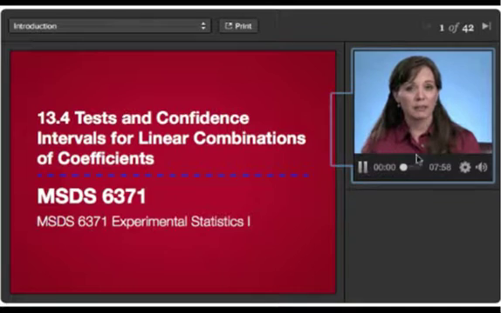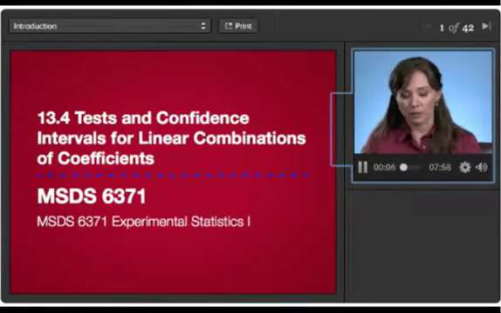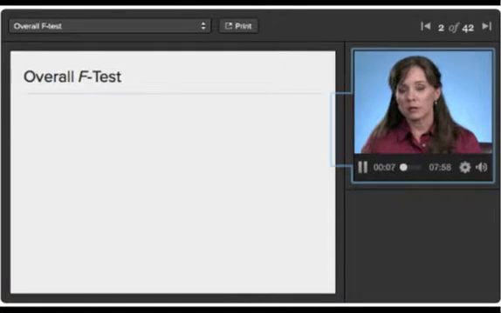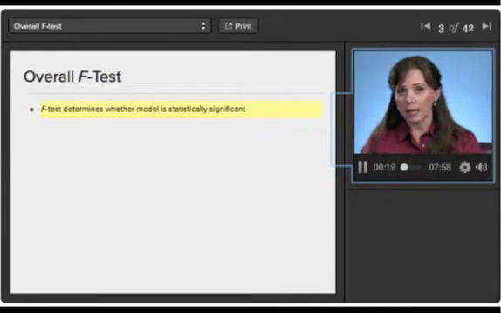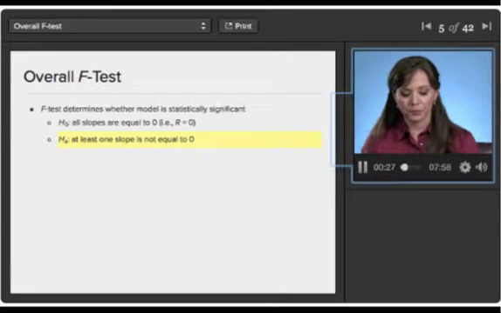Let's take a look at how we test for a linear combination of coefficients in a multiple regression model. One of the first tests you'll always see in the output of statistical software is what we call the overall F-test. This test is meant to decide whether or not the model itself is statistically significant. In other words, we're testing simultaneously to see if all of the slopes in the model are equal to 0 versus the alternative that at least one slope is not equal to 0.